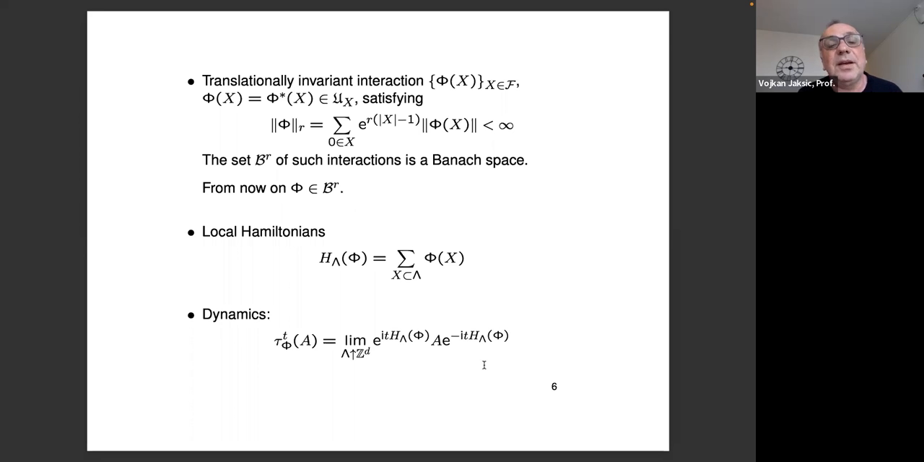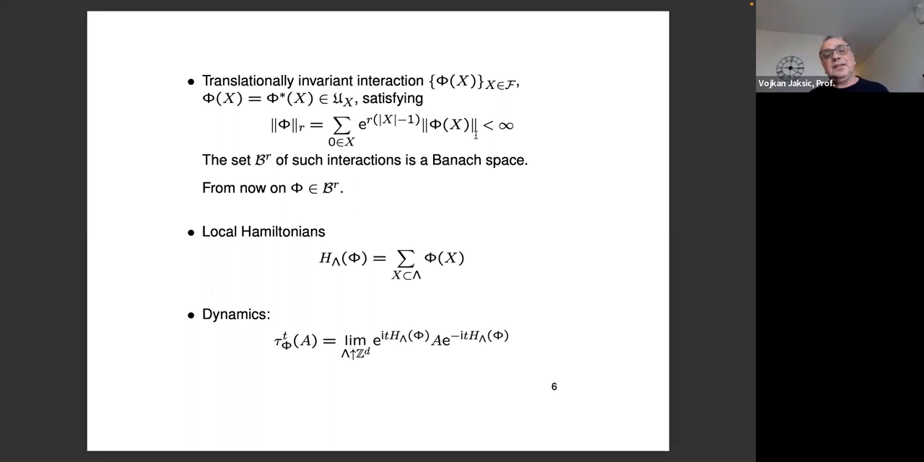And of course, we need to make some assumptions in order to have thermodynamic formalism. One can make various assumptions, different results called for different regularity assumptions. Here I make one that sort of covers them all, just not to introduce different assumptions along the way. So here is the assumption. The norm of phi of r, which is just the sum over x containing zero of e to the r times the number of points of x times the norm of phi of x, is less than infinity. So when the size of the configuration gets large, we have an exponential decay.